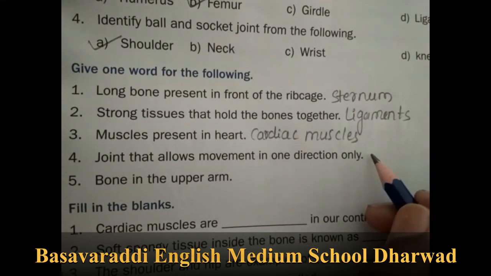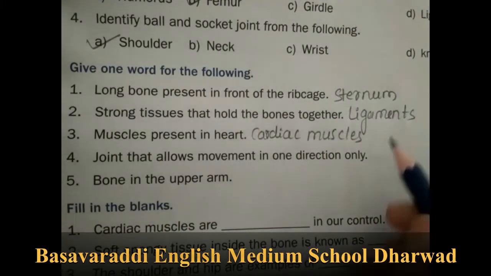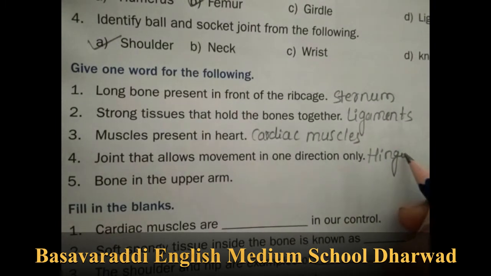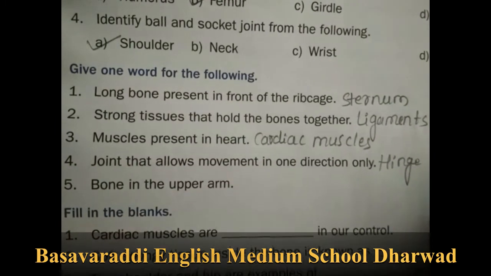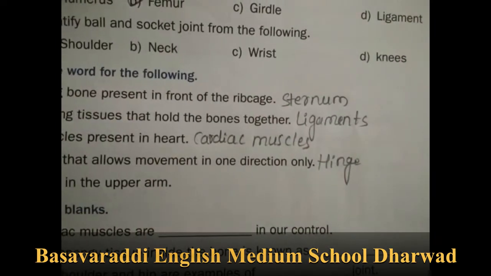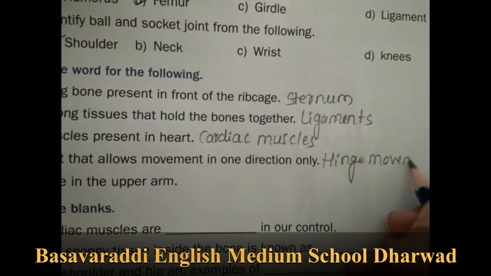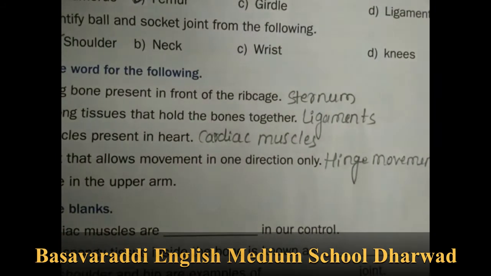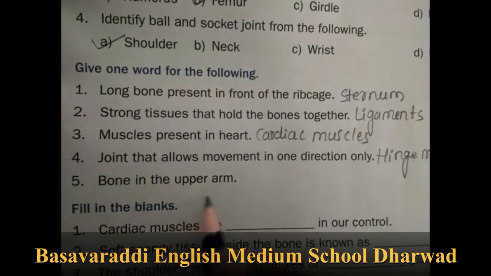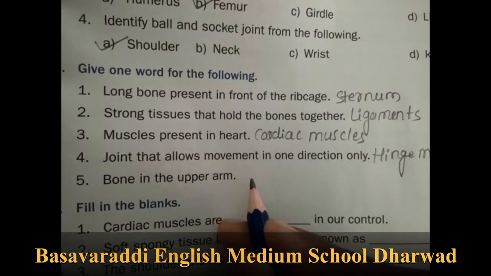That is hinge movement. Hinge movement. Next one, bone in the upper arm, that is humerus.